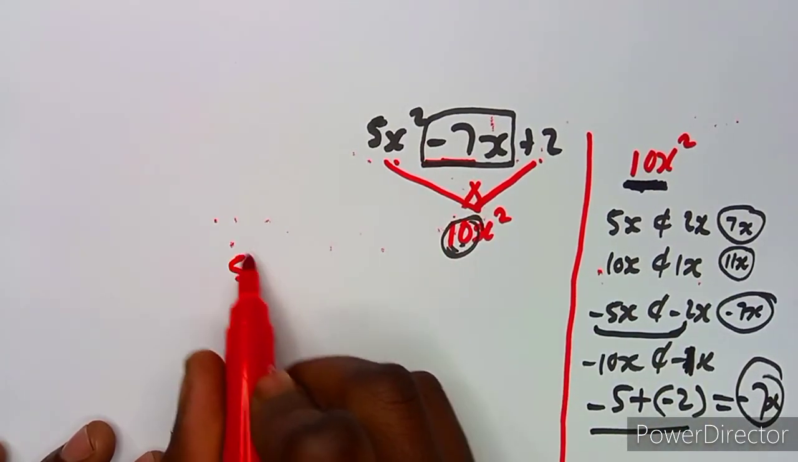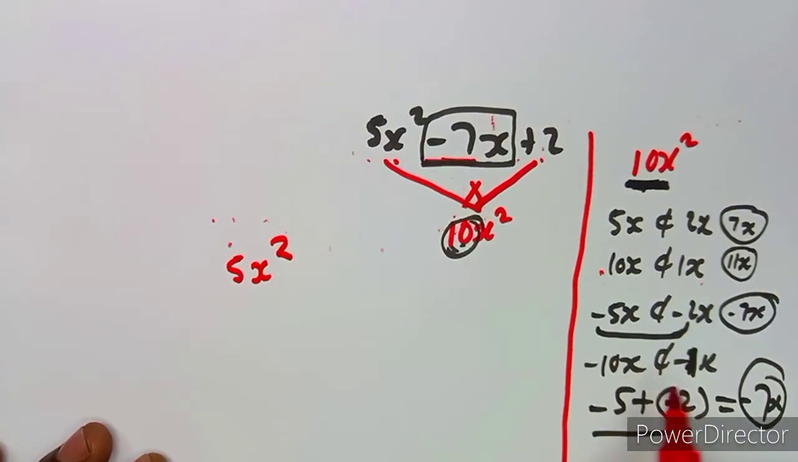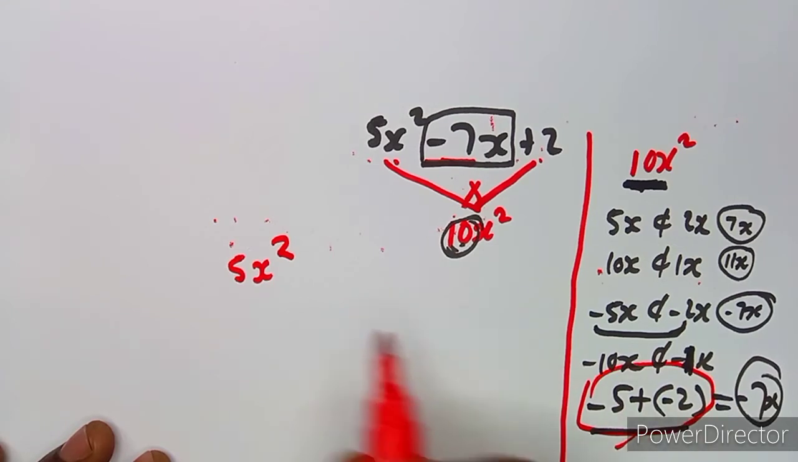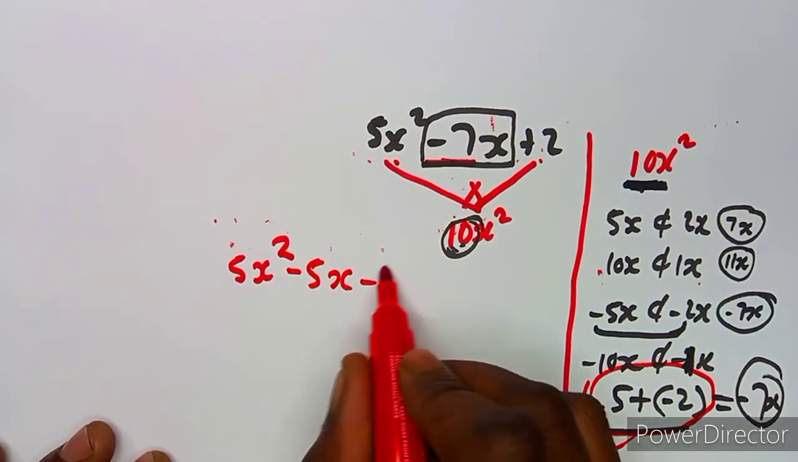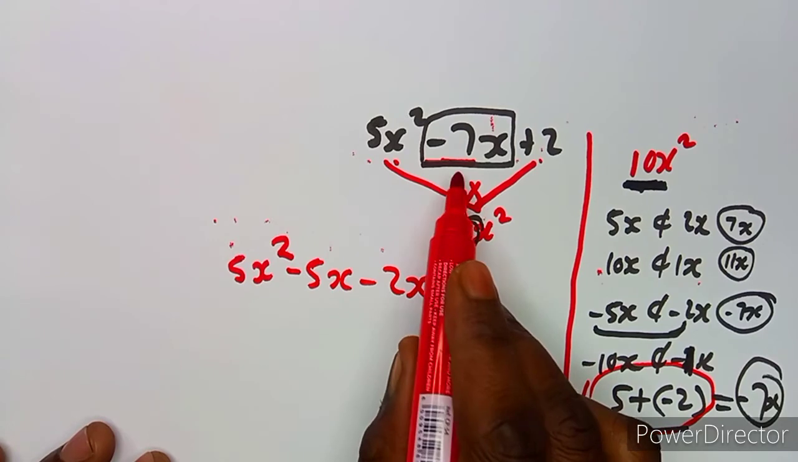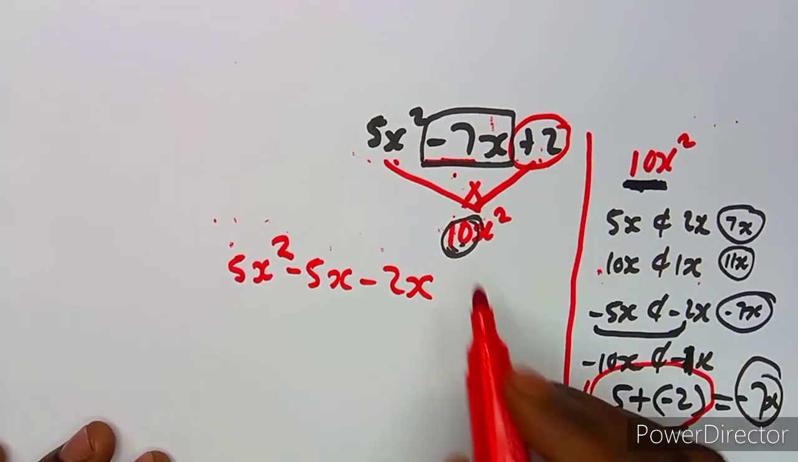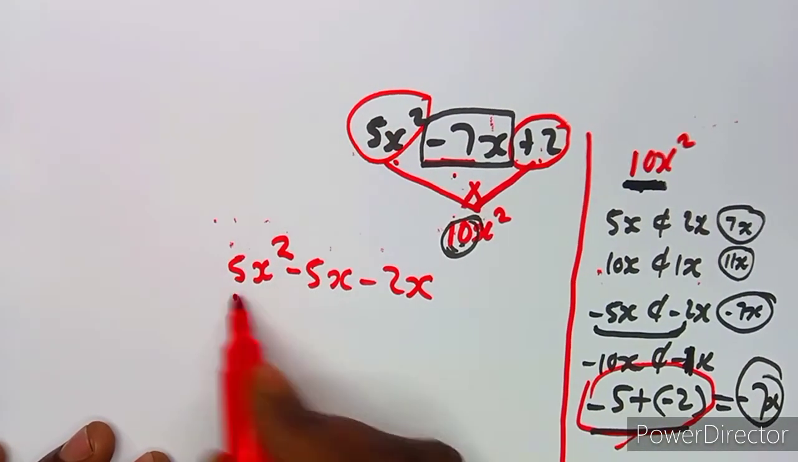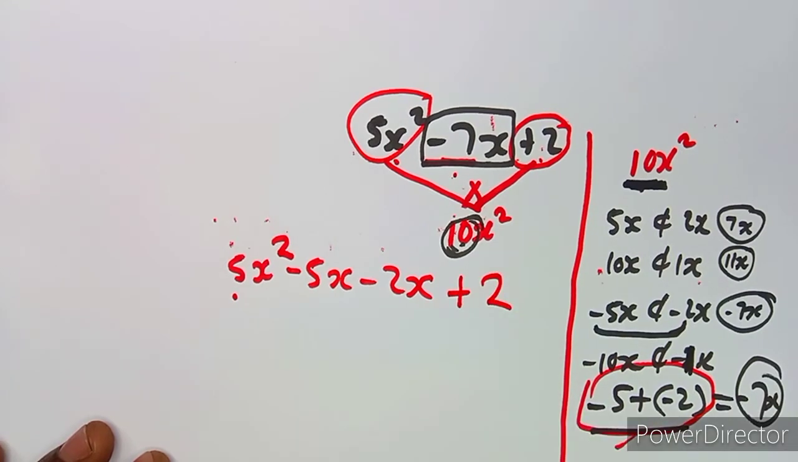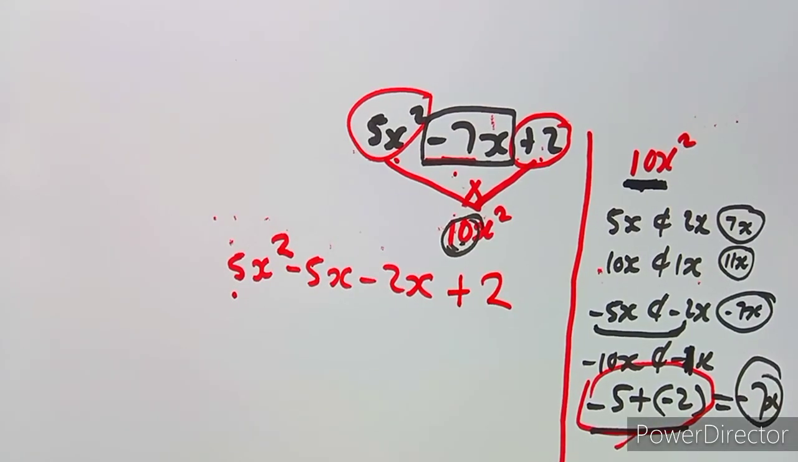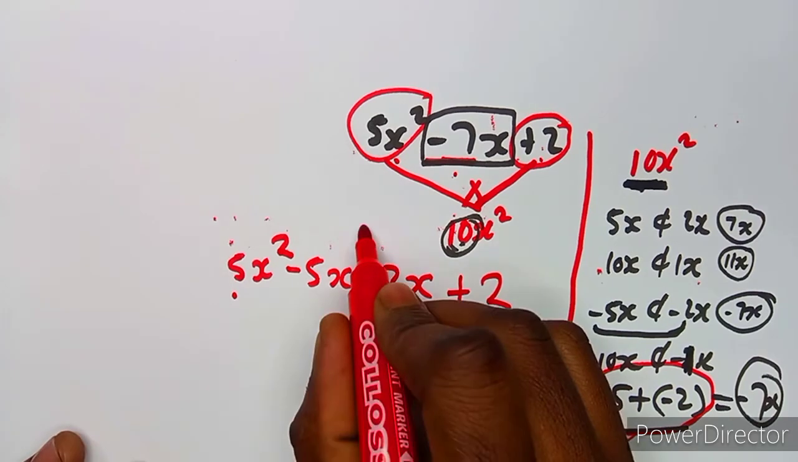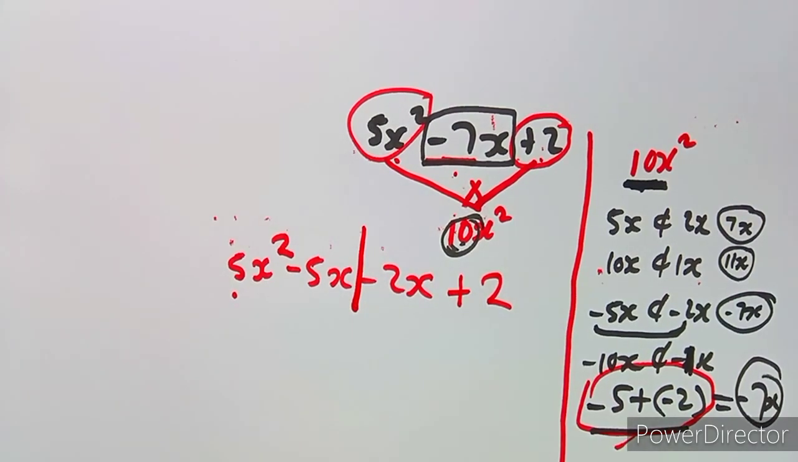So it's going to be 5x squared. We replace the two terms, which is minus 5 and minus 2. So it's going to be minus 5x minus 2x in the middle term. Then definitely the plus 2, just like the 5x squared, is going to remain as it is. All right. Then the factorization goes into two factors, like that.